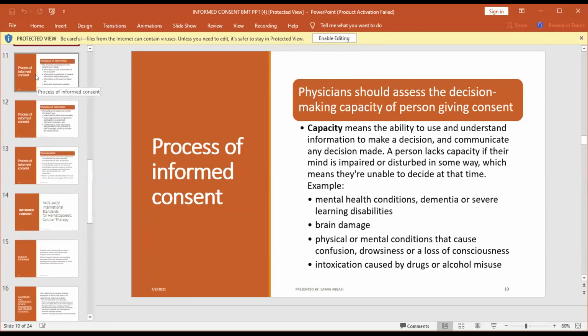Next is the process of informed consent, which is complex and starts with the assessment of decision-making capacity of the person from whom we are taking consent. This capacity means the ability to use and understand the information to make a decision and communicate that decision. A person lacks capacity if their mind is impaired or disturbed in some way, for example mental health condition, brain damage, physical or mental condition, and intoxication.